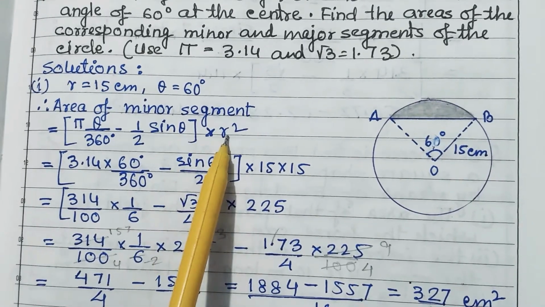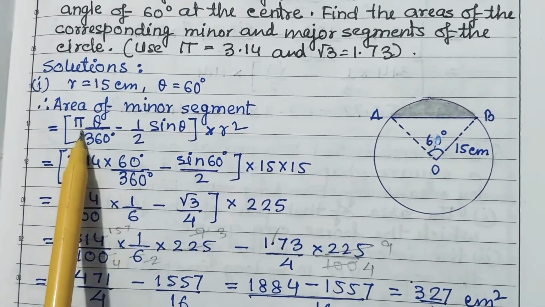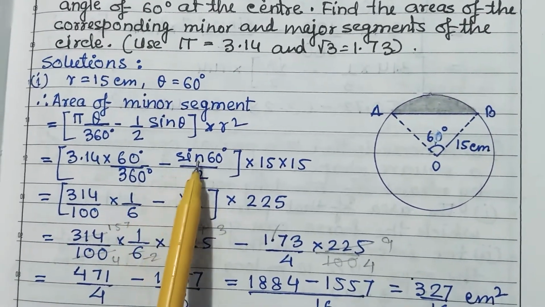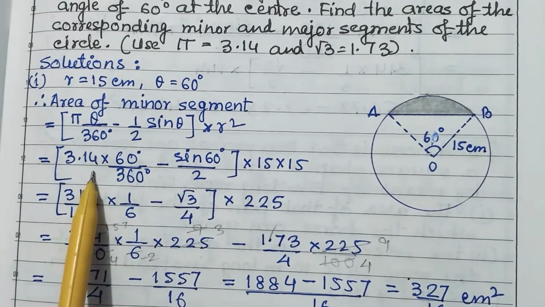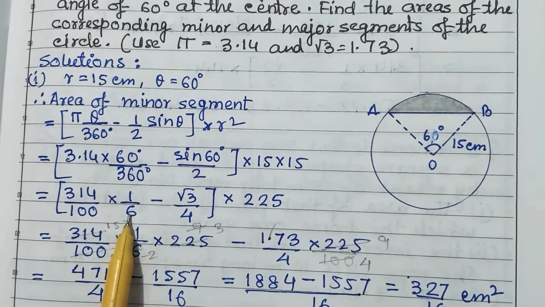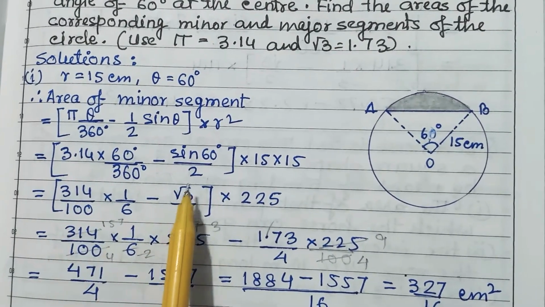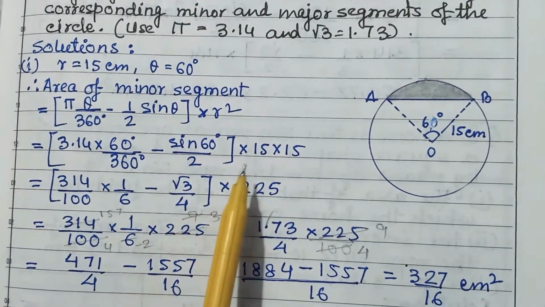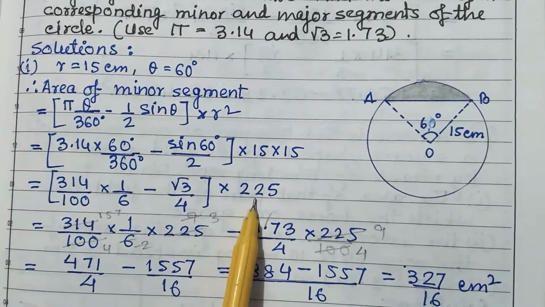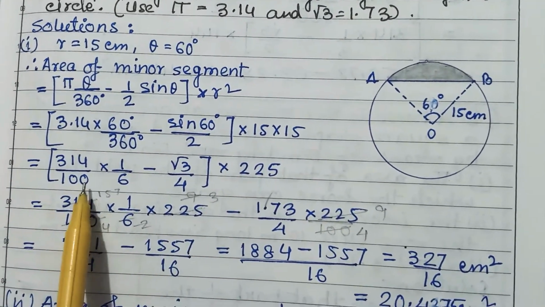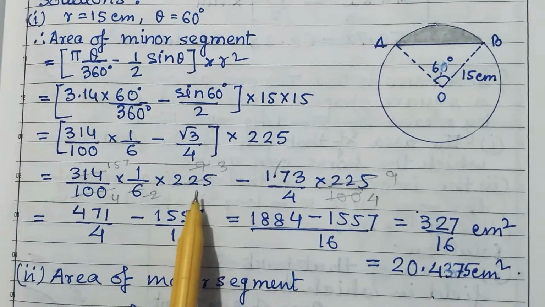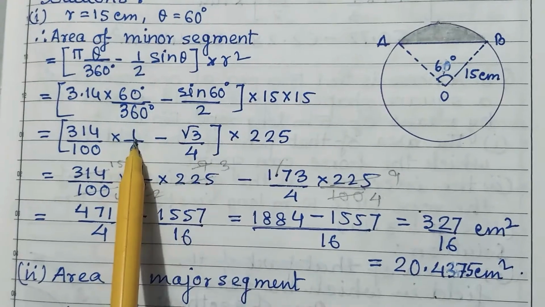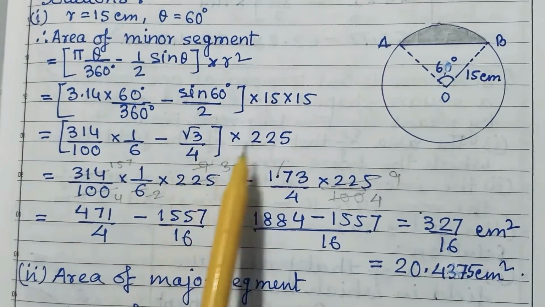into r square. Here theta is given as 60 degrees. Pi value we have to take as 3.14, so 3.14 into 60 upon 360 minus sine 60 degrees upon 2. Now here 60 upon 360 is 1 upon 6, and this is 314 upon 100, and sine 60 degrees is root 3 upon 2; into 2 it is root 3 upon 4, and it is 15 into 15, the radius. By calculation this is coming 250, with this minus root 3 upon 4 into 250.